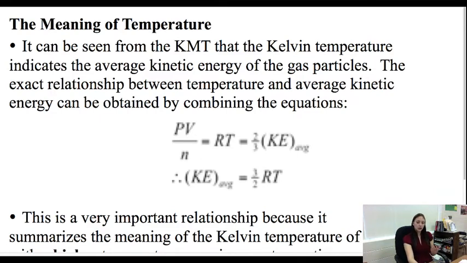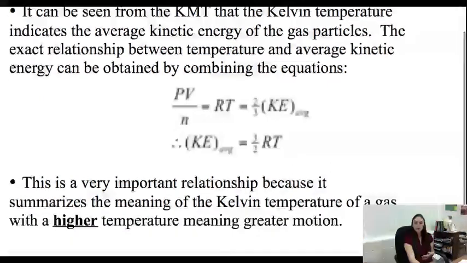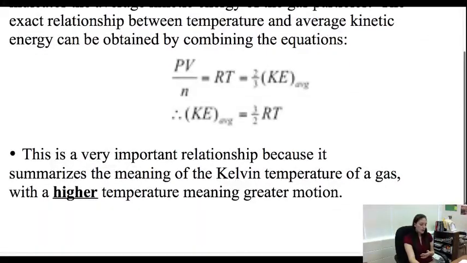And the exact relationship is actually combining a couple of equations. It's a very important relationship because it summarizes the meaning of the Kelvin temperature of a gas. As my temperature goes up, I'm going to have more motion, so my kinetic energy is equal to 3/2 RT.